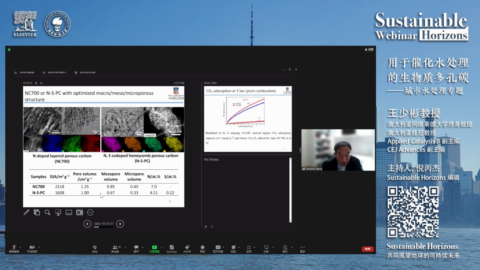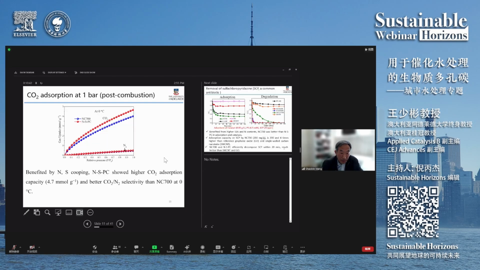In that case, these two different materials can have a very good pore structure for absorption, and they also have functional groups in their structure. We can also see that for the nitrogen and sulfur, we have very good loading. In terms of distribution, we can also see that the nitrogen and sulfur are very well distributed in the carbon systems.